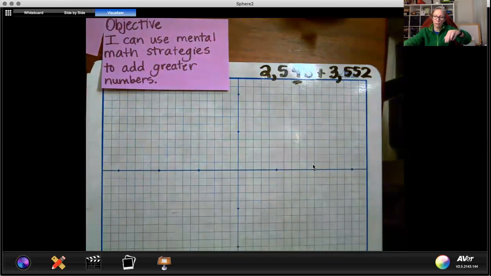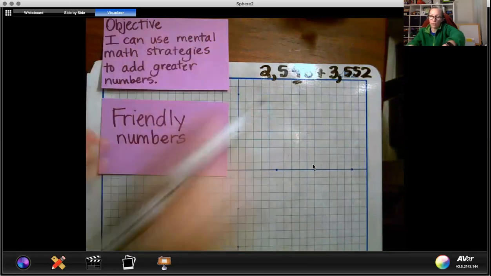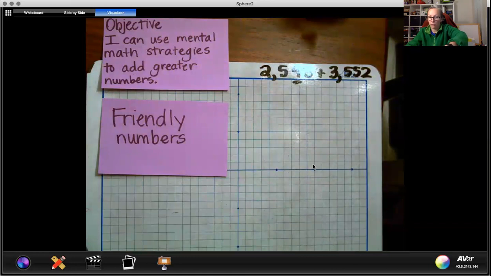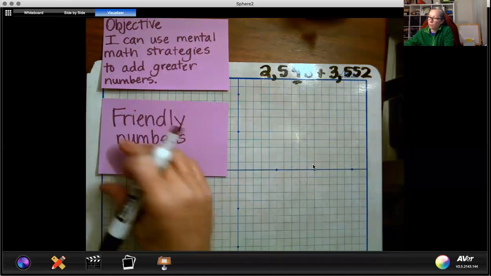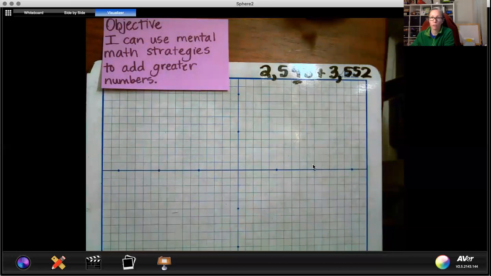The next strategy that I'm going to show you is called friendly numbers. And for friendly numbers to be an effective strategy for you, you have to know numbers that come together that make tens, hundreds, thousands, or friendly numbers could also be things like doubles or numbers that end in 5, ways that you know how to combine numbers so that you get easy to work with numbers like tens or 25s. So I'm going to show you that in this problem, there actually are some friendly numbers that you can see, but you might have to break them apart a little bit.